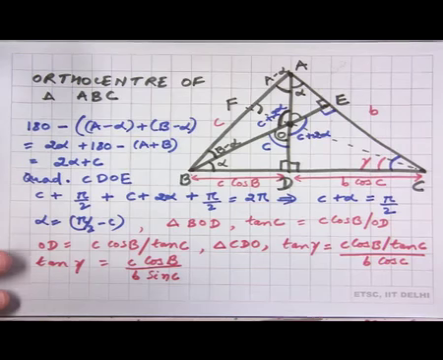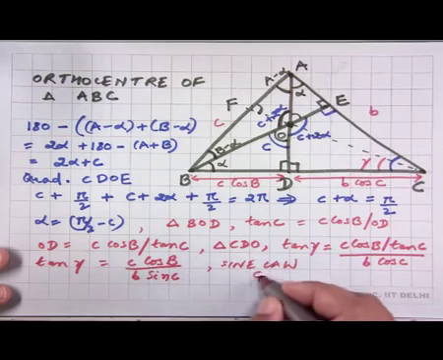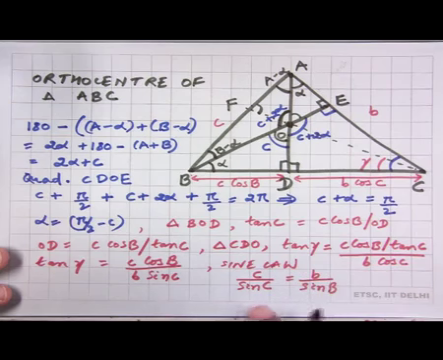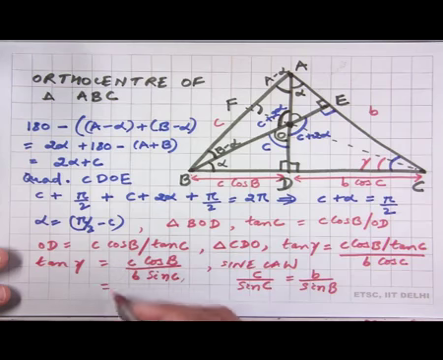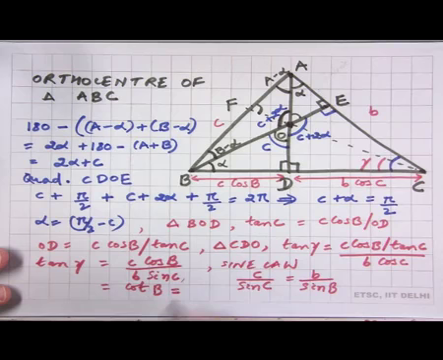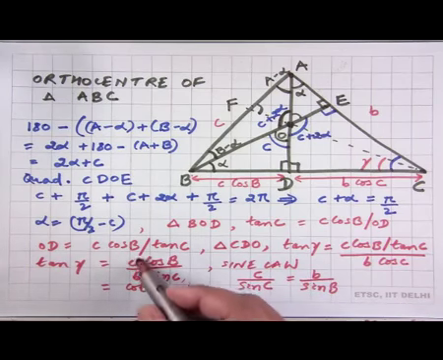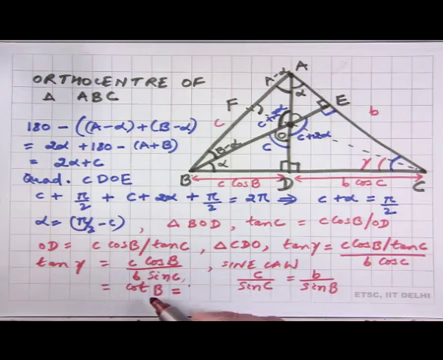Now, if we remember the sine law, from the sine law we know that C by sin C is equal to B by sin B. So, we use this relation in this equation, and we replace this ratio C by sin C by B by sin B, and then tan gamma will simply be equal to cos of B divided by sine of B, which is cot of B.